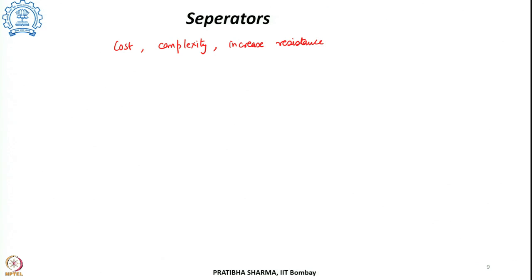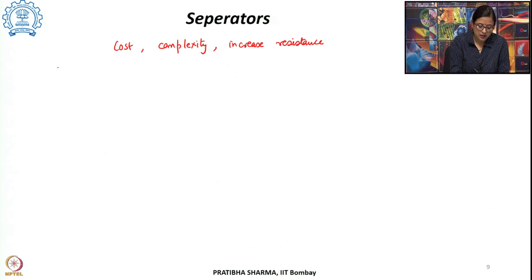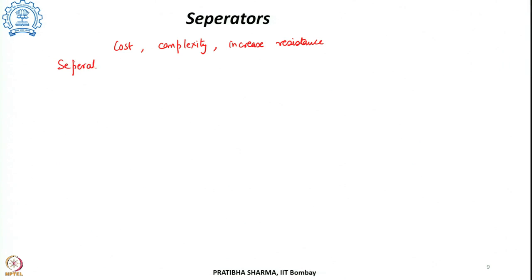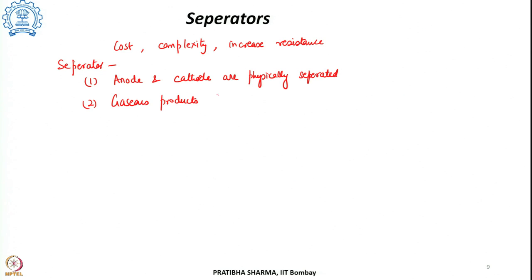However, the separator also plays certain important roles. In the presence of a separator, the two electrodes are physically separated, and that prevents shorting. The gaseous products formed in the electrochemical reactions are produced separately, so their intermixing is prevented.